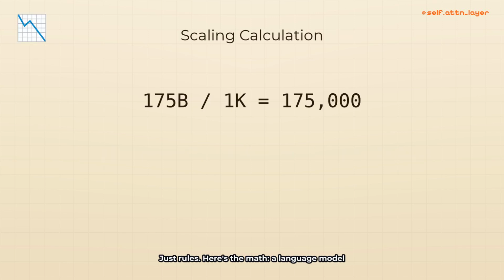Here's the math. A language model might need 175 billion numbers to learn what a table looks like. A world model? Just 1,000 numbers. That's 175,000 times smaller. And yet, in planning tasks, it can outperform the giant. Size doesn't win, clarity does.